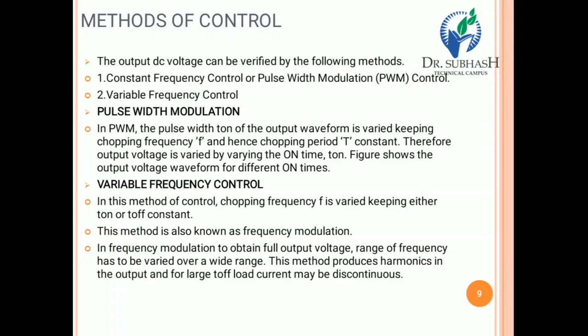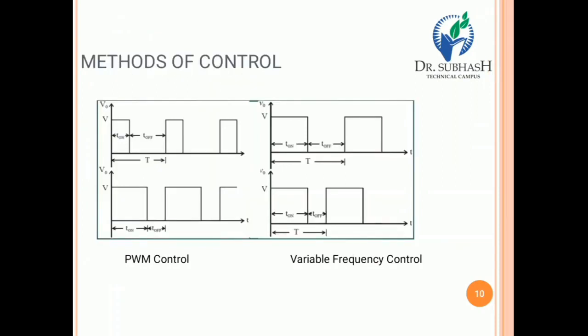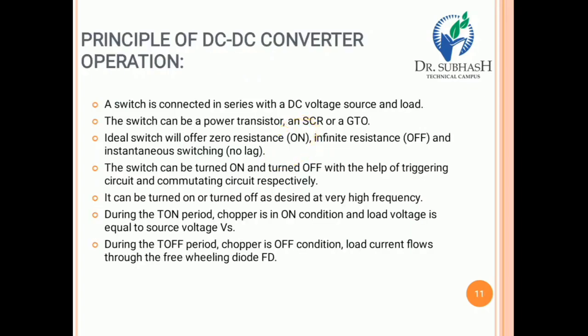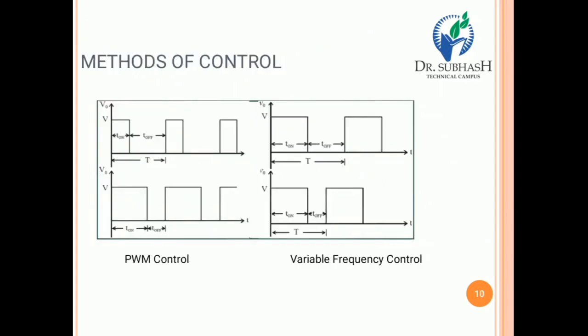In the waveform we see our total time period T. Either we can increase the T on period or the T off period. Here we keep the T on period constant. T on is constant in both cases, and here is the T off, here is the T off. So we reduce the T off, and the total time period will be different in case of variable frequency control.